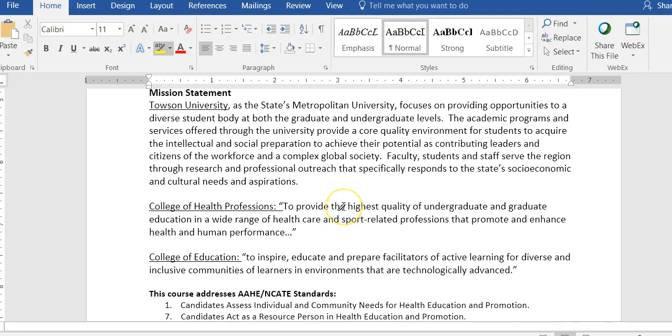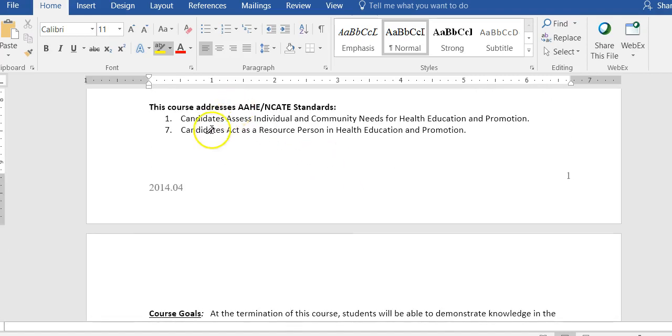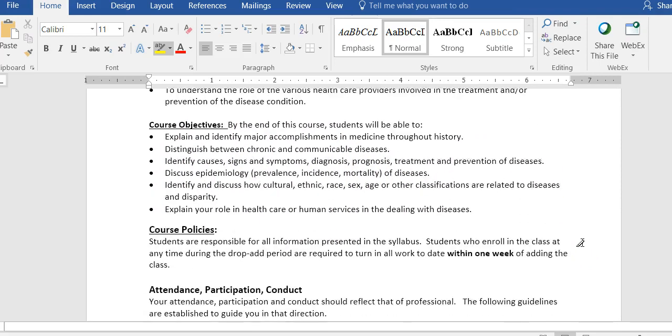You can also read over mission statements. These are the standards that we have to cover in this class for our accreditation purposes. And these are some important issues to look at, and this is what are the course goals and what are the course objectives. So these are the goals, and these are the specific objectives you will be able to do by the end of the semester.